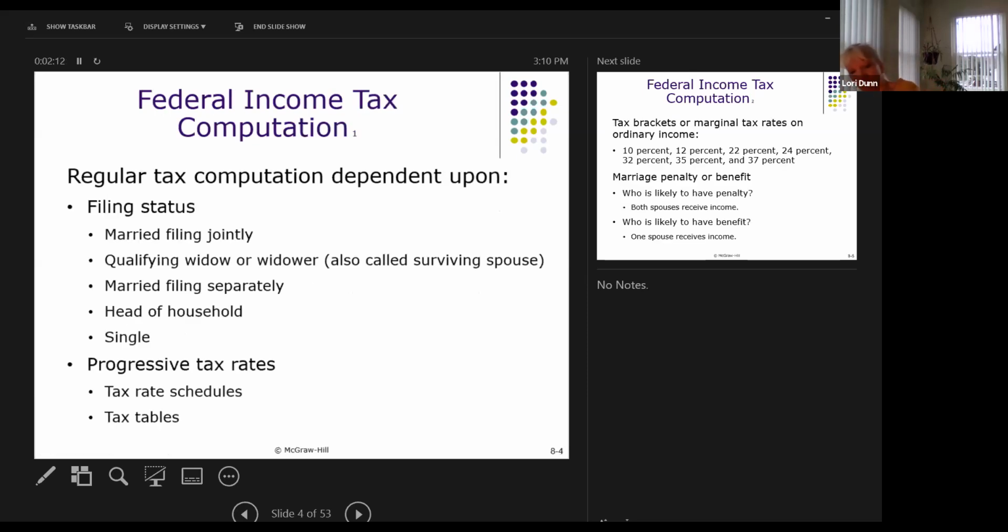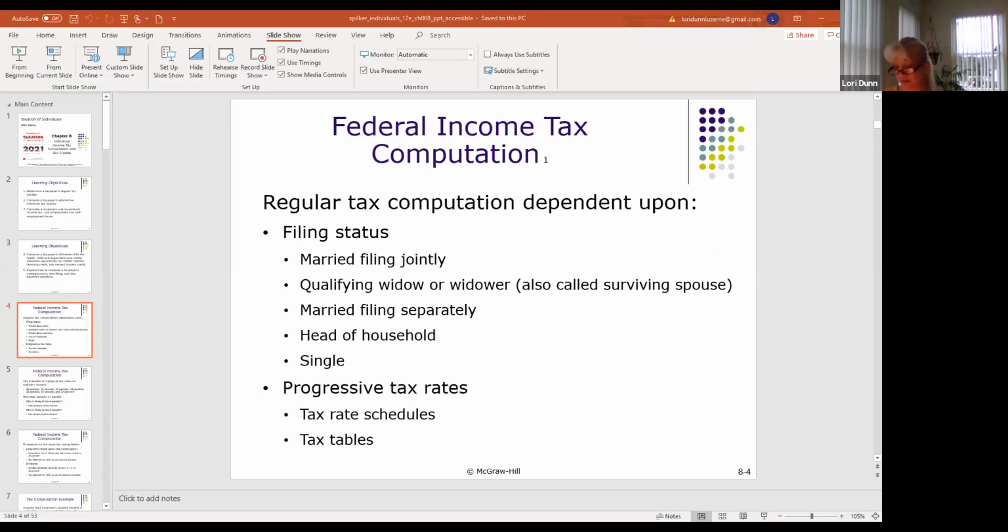Okay, so first off, again, our regular tax computation is dependent on your filing status and our tax rate schedule. Now, if your taxable income is less than $100,000, you should use the tax tables. I know I already went in there, but let me grab the tax tables so you can see. I'm going to the IRS's website and I'll share that.